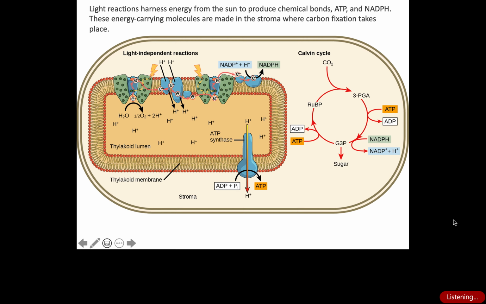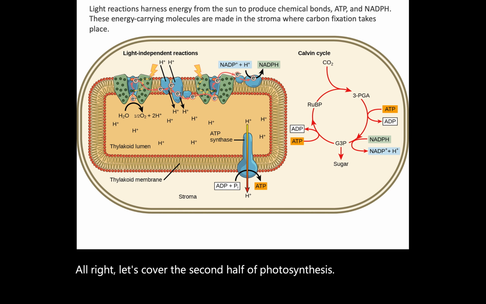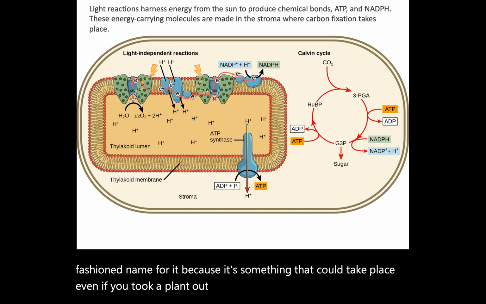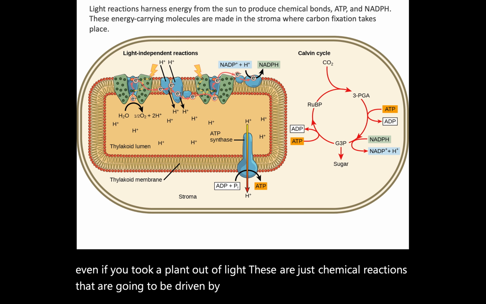All right, let's cover the second half of photosynthesis. And this is what we can call the dark reactions. That's kind of an old fashioned name for it because it's something that could take place even if you took a plant out of light. These are just chemical reactions that are going to be driven by the energy that's been stored during photosynthesis.